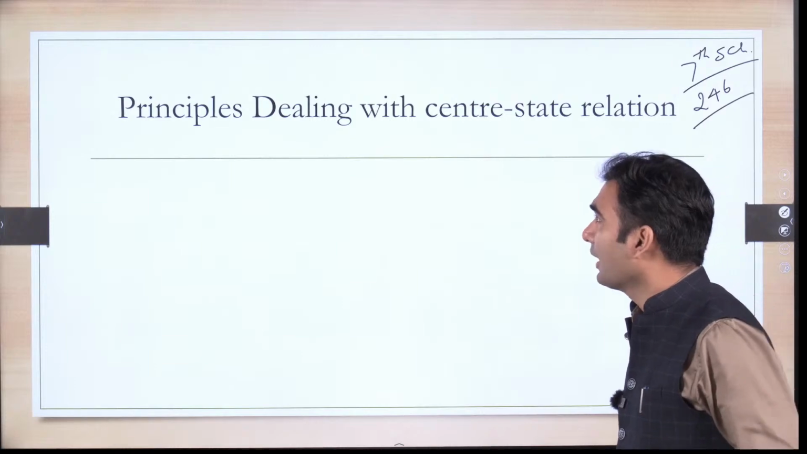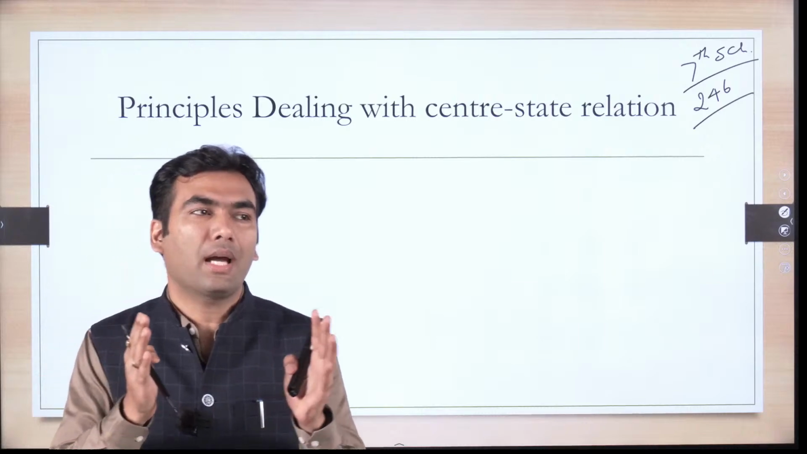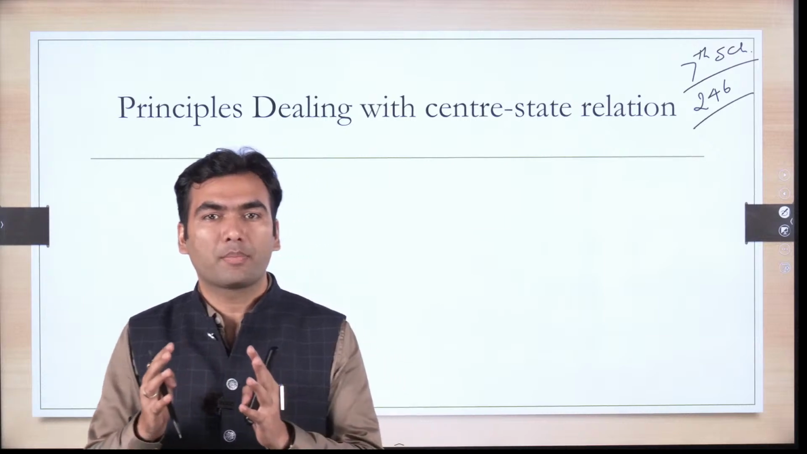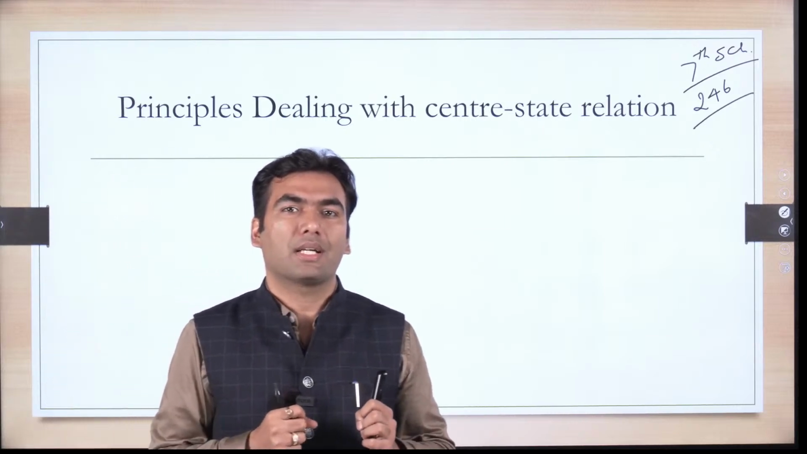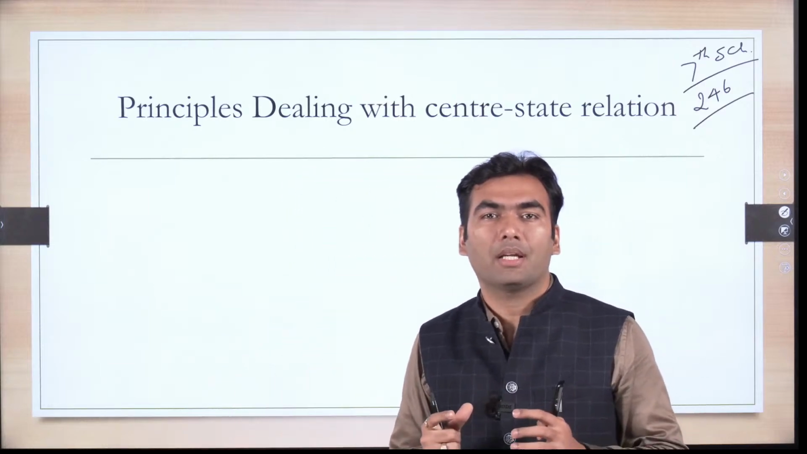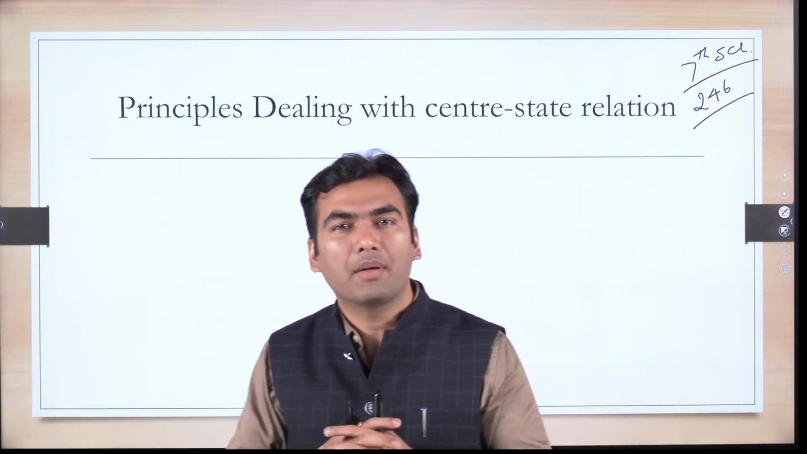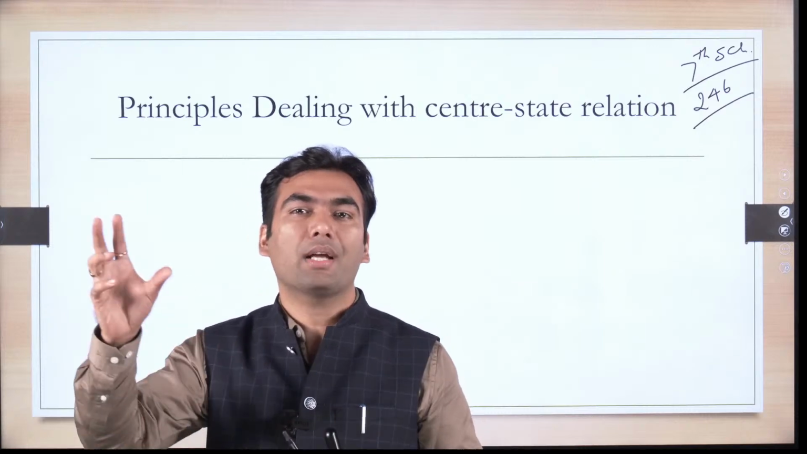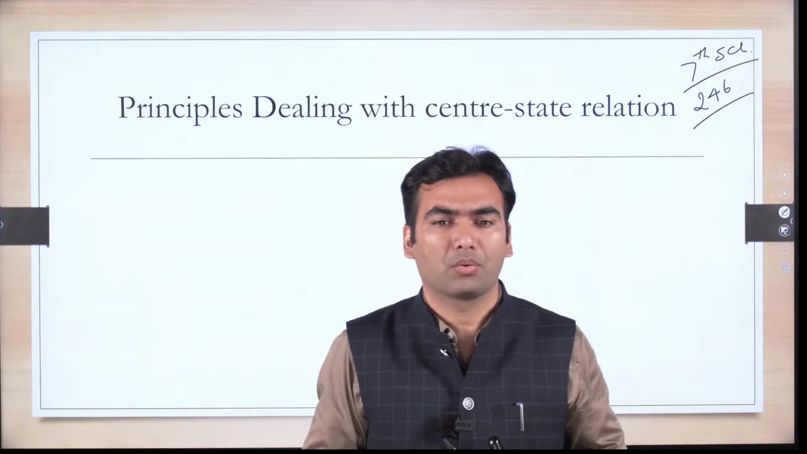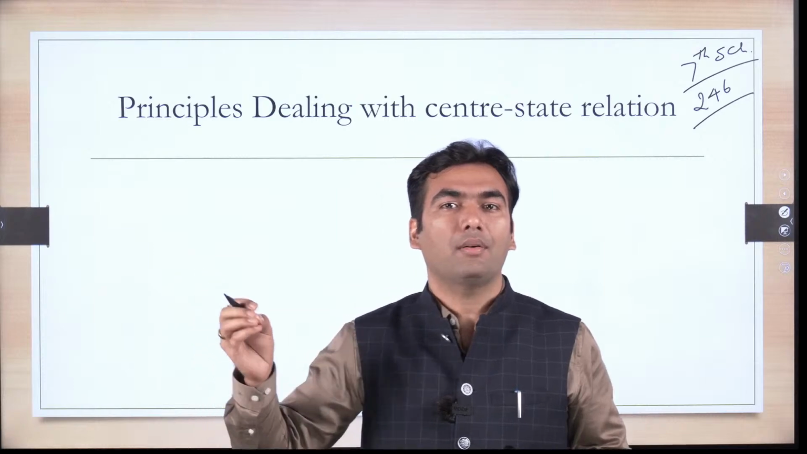Okay, so in today's class we are going to see some of the principles that the Supreme Court has time and again used whenever there is a dispute between the jurisdiction of the center and the jurisdiction of the state. Whenever there is a dispute whether the center can make a law or a state can make a law, or when the laws made by center and state have been found contradictory, or when someone has raised an issue that the laws made by a state are null and void.